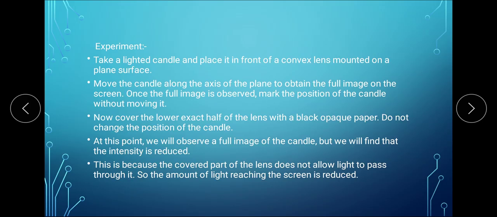Now once we have marked the position of the candle, we are going to cover the lower part of the lens with black paper, and we are not going to change the position of the candle. But now we will again observe the screen. You will find that the complete image of the candle is still formed, but now when half of the lens is covered with black paper, the image is less bright, its intensity is reduced.